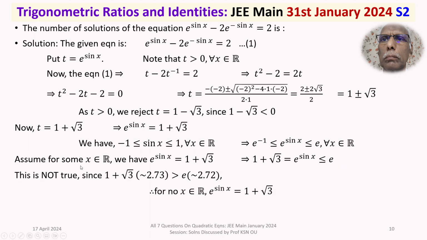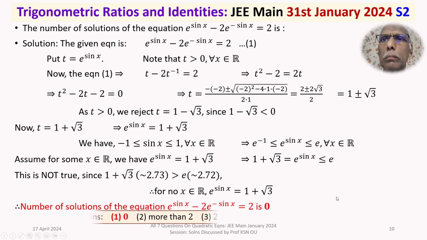So there is some x belongs to R such that this happens is not true. Therefore, for no x belongs to R, e to the power of sin x is equal to 1 plus root 3. That means this given equation has no solution in the set of real numbers. So the answer, the number of solutions of this equation, is 0.